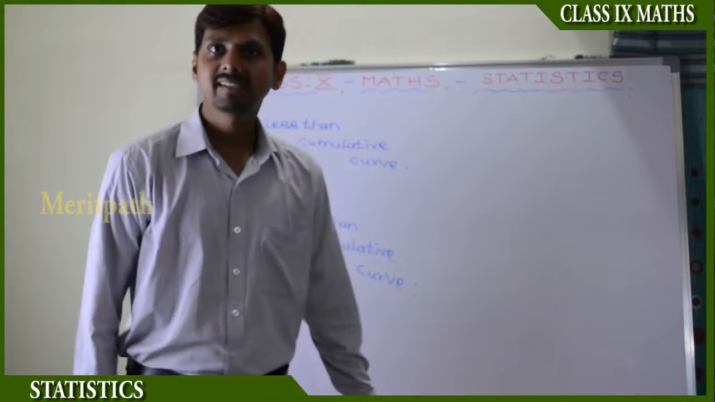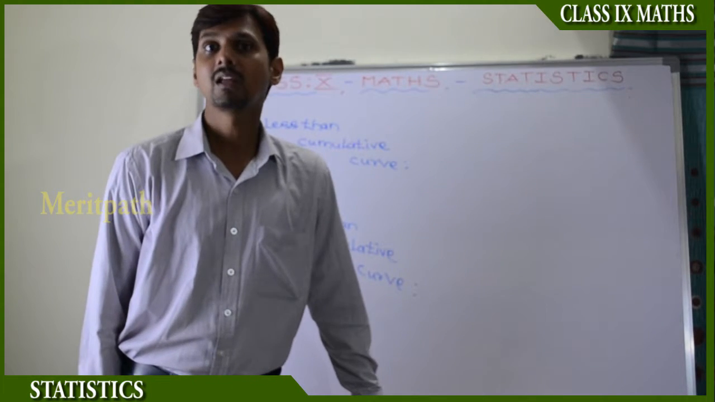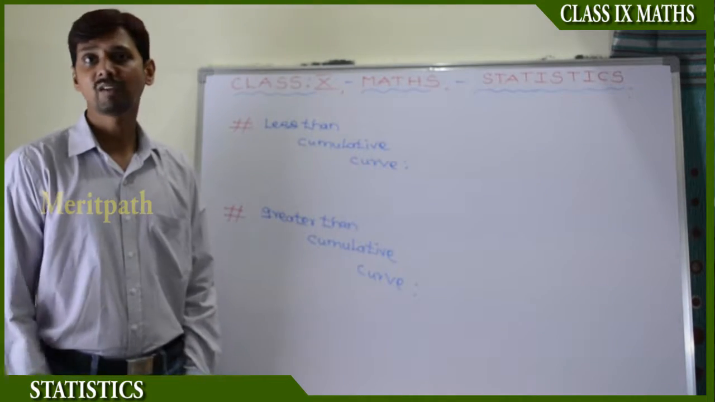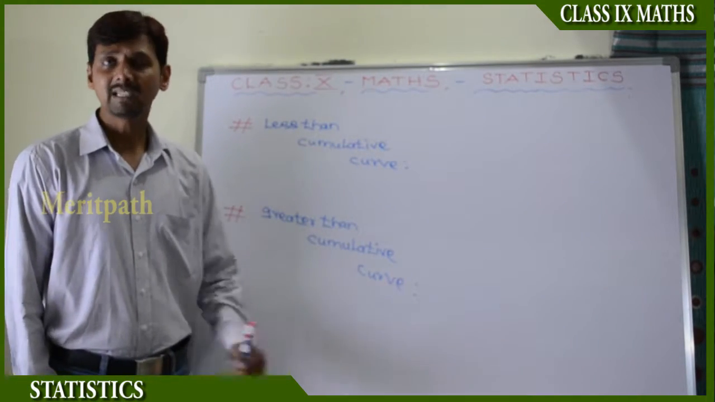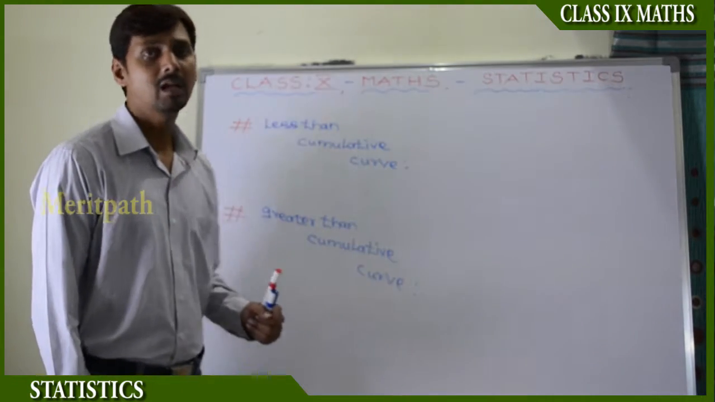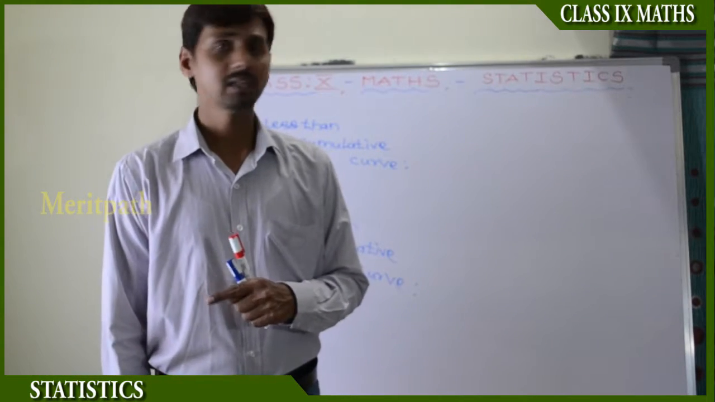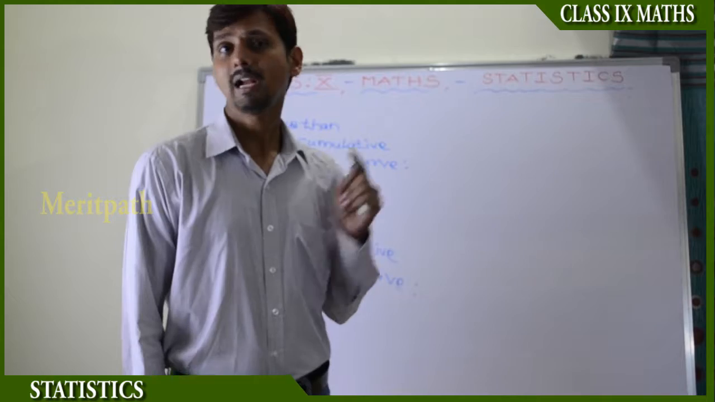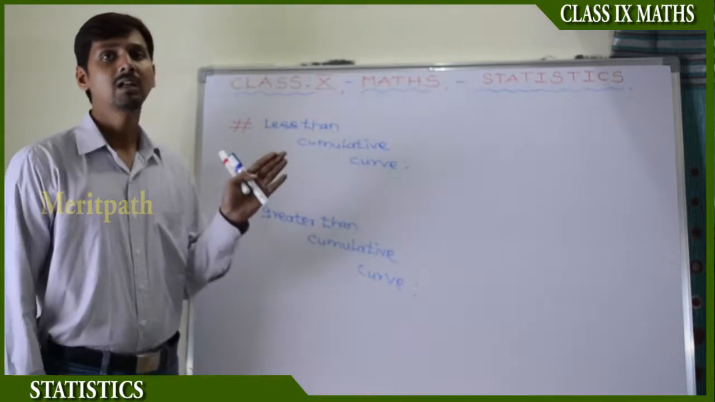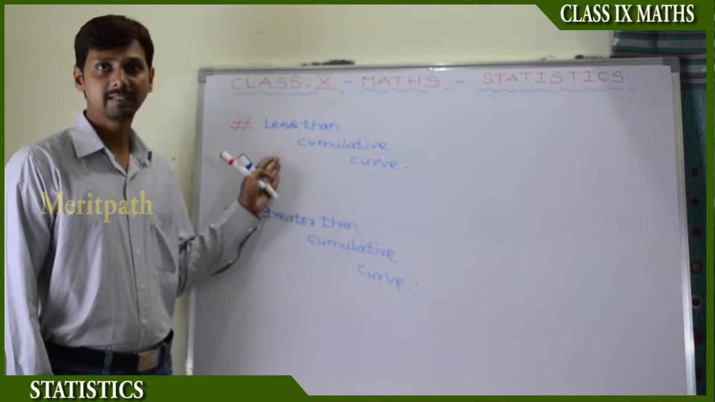the cumulative frequencies. And cumulative frequencies are of two types: less than cumulative frequency and greater than cumulative frequency. To draw the less than cumulative frequency, we find the upper boundaries, and using the frequency and upper boundaries, we draw on the graph and join all the points. Then we'll get a curve, and that curve is called the less than cumulative frequency curve.